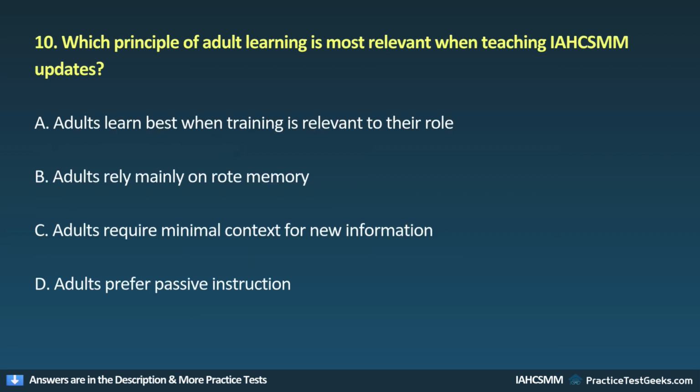10. Which principle of adult learning is most relevant when teaching IAHCSMM updates? A. Adults learn best when training is relevant to their role. B. Adults rely mainly on rote memory. C. Adults require minimal context for new information. D. Adults prefer passive instruction.